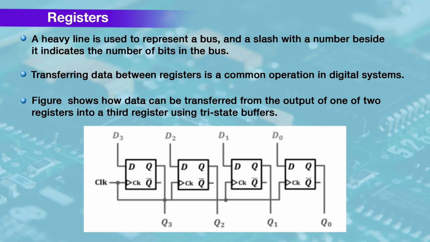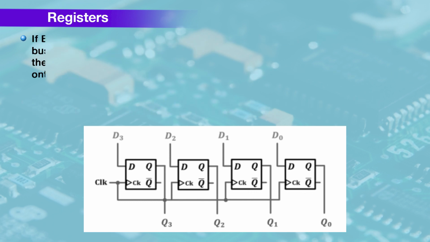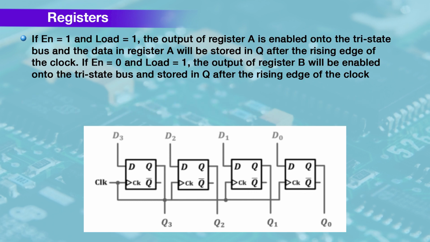The figure shows how data can be transferred from the output of one of two registers into a third register using tri-state buffers. If En is equal to 1 and load is equal to 1, the output of register A is enabled onto the tri-state bus and the data in register A will be stored in Q.